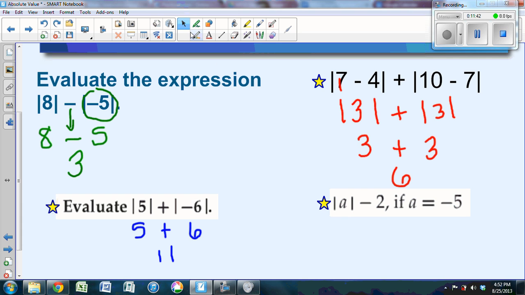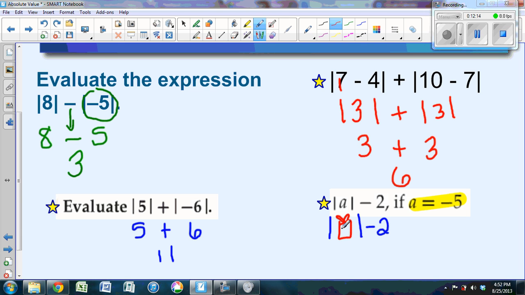And this one looks a little different. It's got an A in it, but we've done this before. Remember we talked about our presents, and variables are like gifts that we don't know what they are. So I'm going to write down my absolute value bars. And then I'm going to put my little box here with my present. And I'm going to do minus 2. Don't forget the minus 2. Then it tells me over here, right next to it, it says if A is negative 5. So there it tells me what my A is. So I'm going to come back to my present, and I can write negative 5.